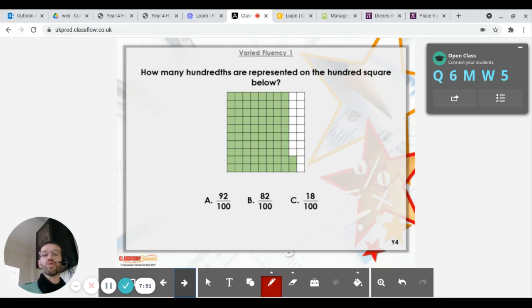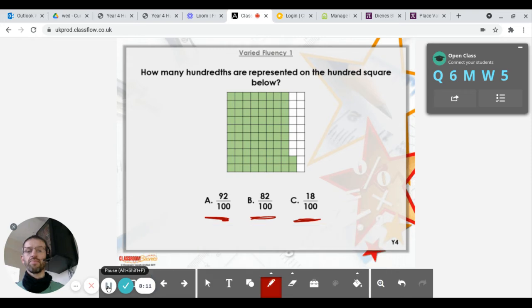Okay, now here you can see a 100 square, and part of it has been coloured in. The question is asking us how many hundredths are represented on the 100 square. And I can see they've given us 3 potential answers here. They're saying it's going to be perhaps 92, 82, or 18. So I'm thinking the ones represented on the 100 square are going to be the green ones, because most squares or bits of paper we have start off as being white. So I think we've got to count the green ones.